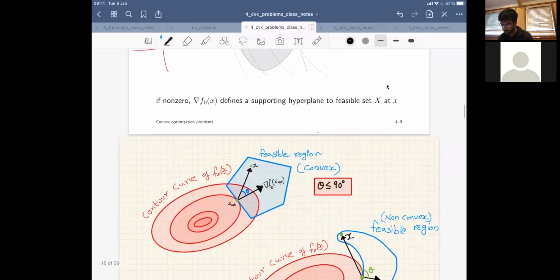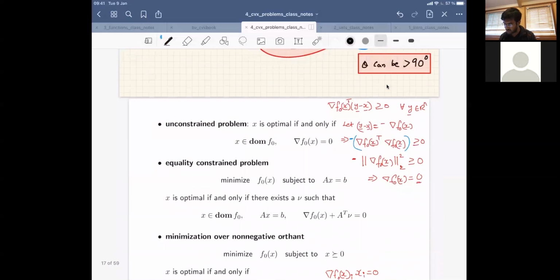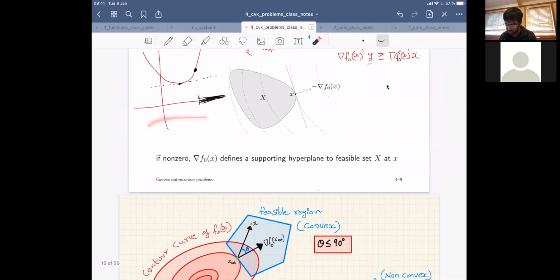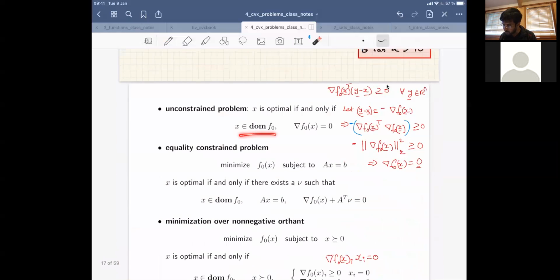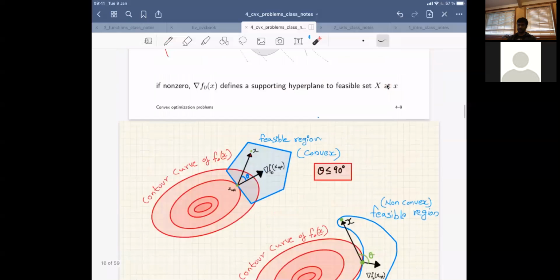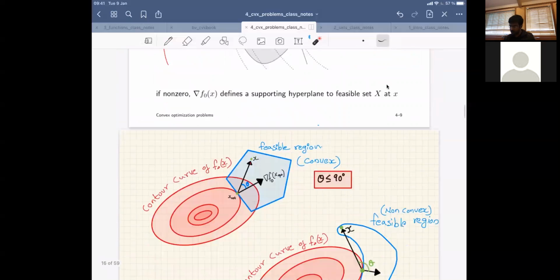That's the point. Now we move to different categories of this optimality condition. One is the unconstrained problem, which we just saw here, where the domain is all of Rn. If the problem is unconstrained, we know that the gradient will be zero.